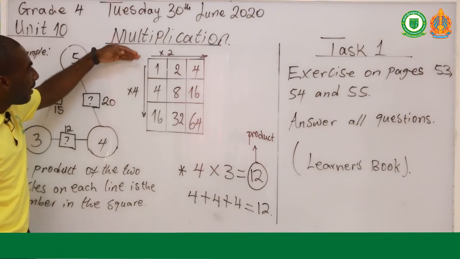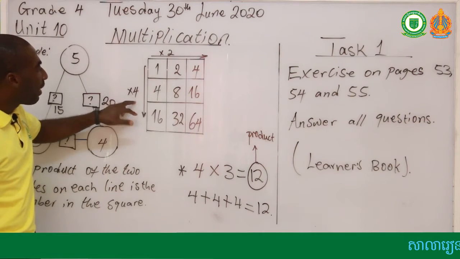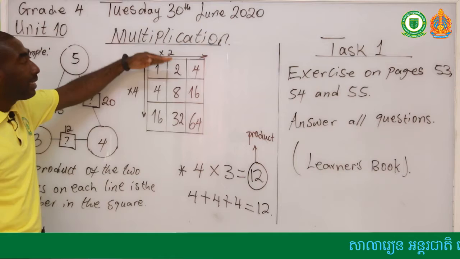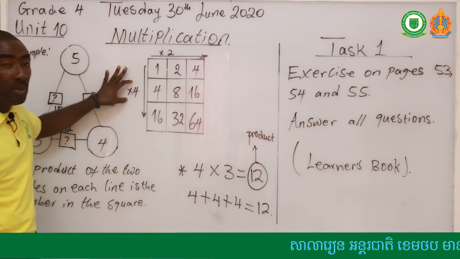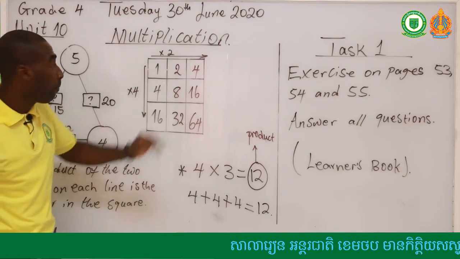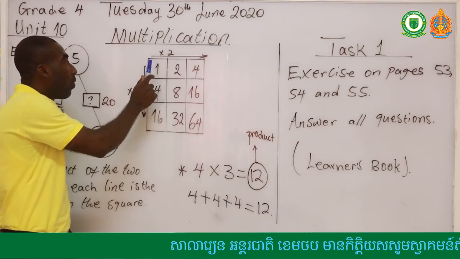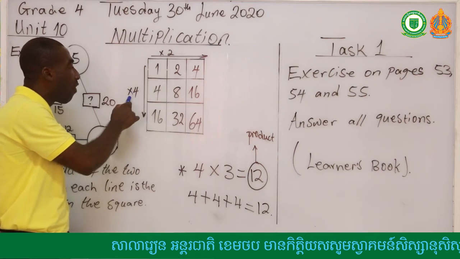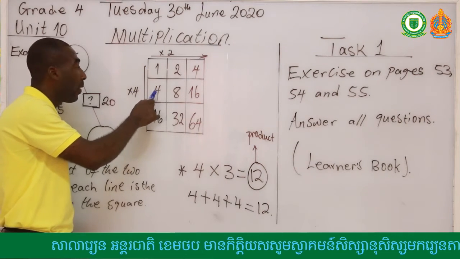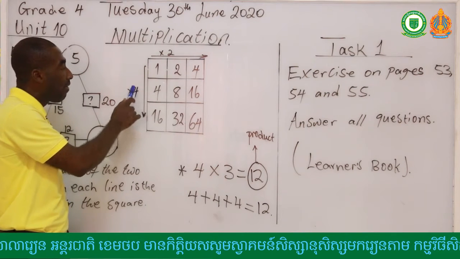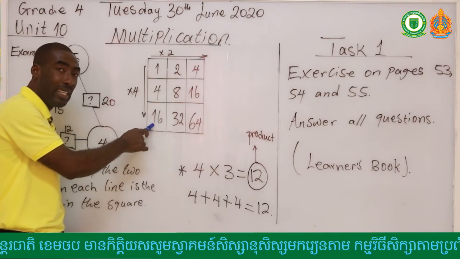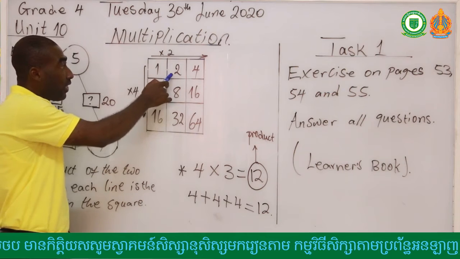Now if you look at this side, we have times 4. That means all numbers coming down, you have to multiply them by 4. So we start from the top. 1 multiplied by 4, you have 4. 4 multiplied by 4, you have 16. Right? So you check here.